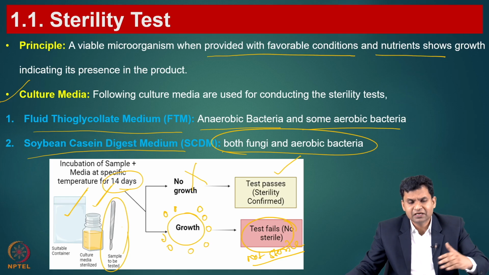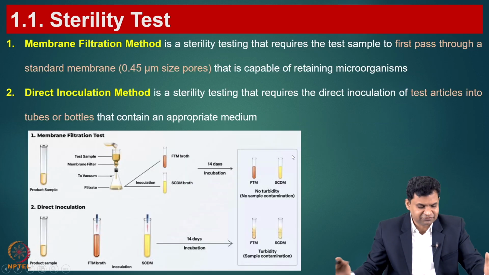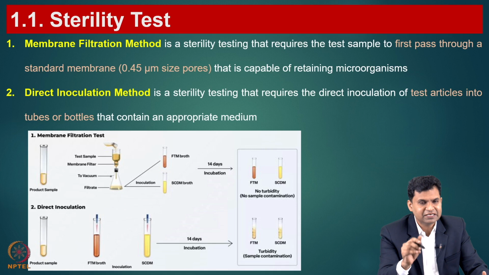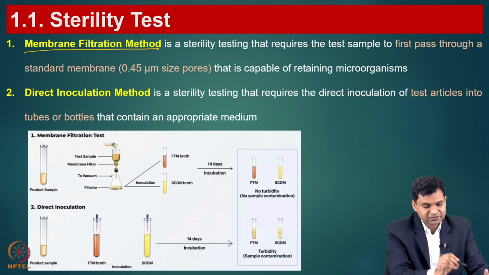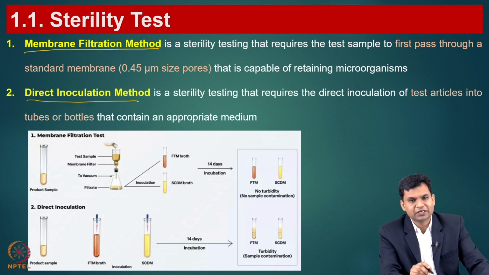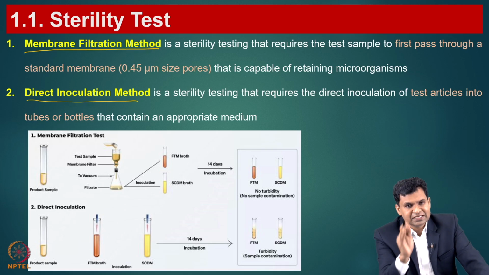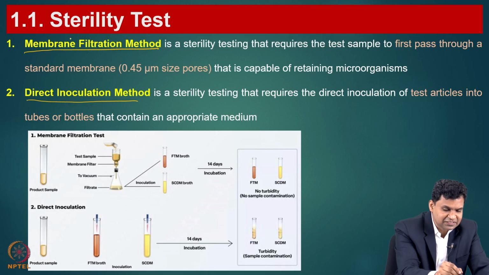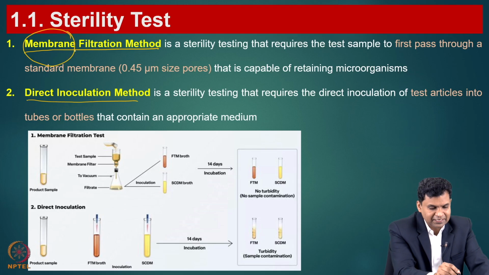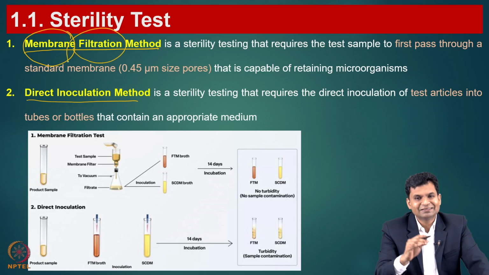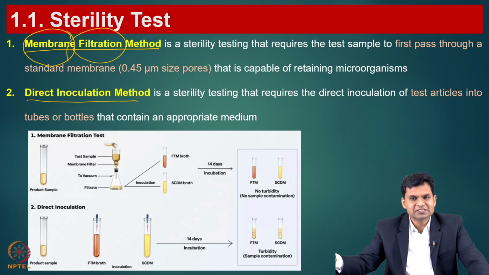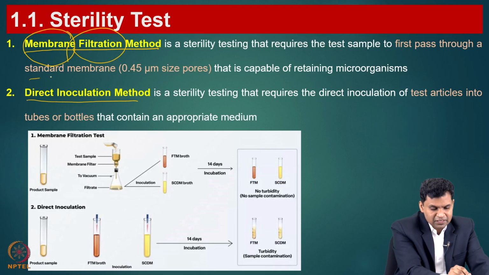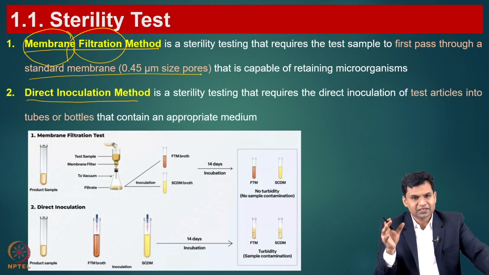Now, these tests can be further classified into two categories. One is the membrane filtration method, the second is the direct inoculation method. So, in the sterility test we have two experiments. In membrane filtration we need to use a filter membrane, and the sample needs to be filtered and then passed into the cell culture medium. Here we use a membrane with a pore size of 0.45 micrometer.